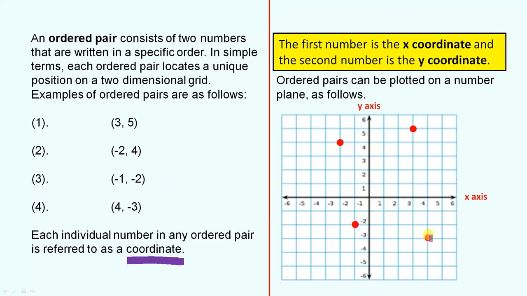So you can see why they're called ordered pairs. They're ordered because you always mention the x number first, followed by the y number.